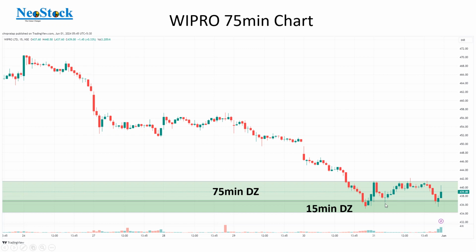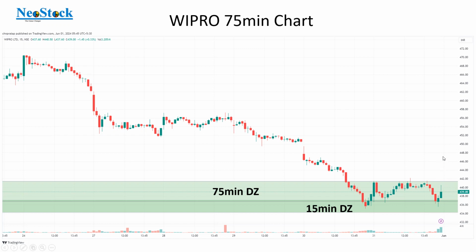It entered into the zone, picked up the orders and moved up and reached up to this 75 minutes supply zone area. Maybe the supply zone area again pushed the prices down. And once again it picked up the orders. This is during the last 30 minutes of the trading session. See, in the last 30 minutes again it moved up. But now we need to observe continuation again.